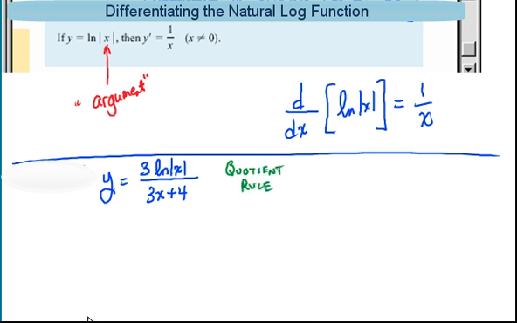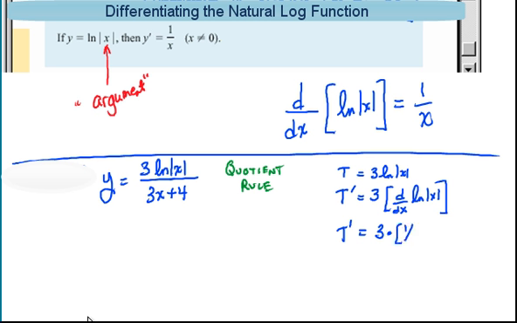And with that in mind, the top is 3 times the natural log of the absolute value of x. All right, so that means I have 3 times the derivative, because that 3 is still a constant factor, the derivative of the natural log of x. So it's going to be 3 times 1 over x. So t prime here is going to be 3 divided by x. Okay, I'm going to use the quotient rule, so I'm going to find my top and my top prime, my bottom and my bottom prime.